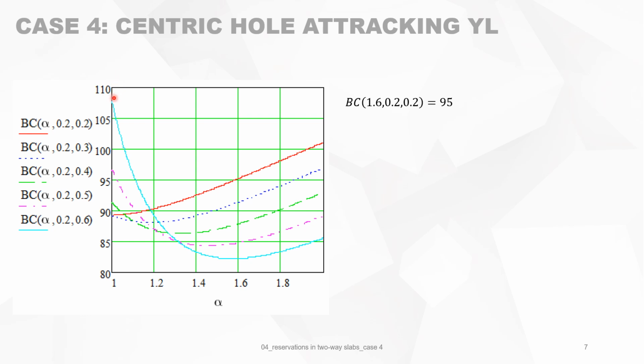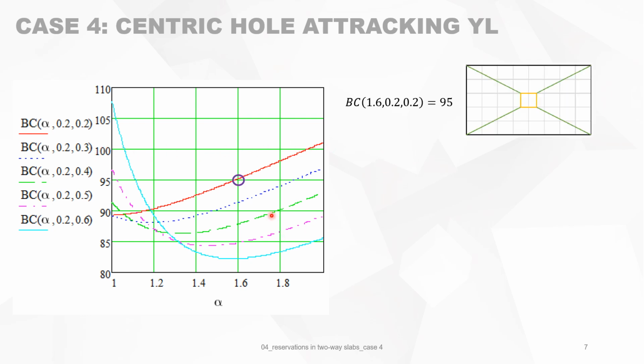We can make a graph with the bearing capacity on the y-axis and, on the x-axis, the ratio of length and width of the slab. Now you see that sometimes it's above 100%, sometimes below, but most of the time it's below. So in a centric hole, you lose bearing capacity because it's most of the time below 100%.